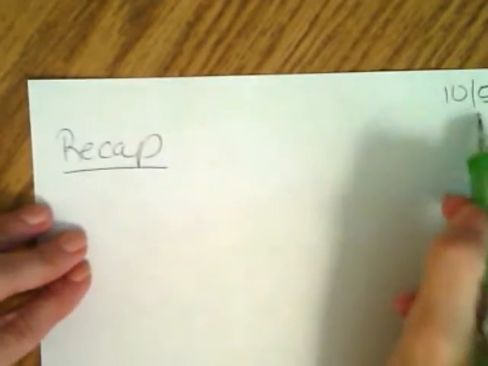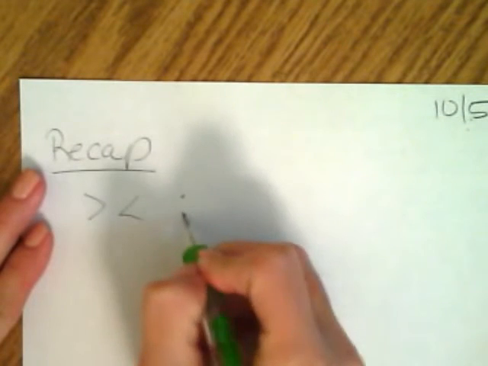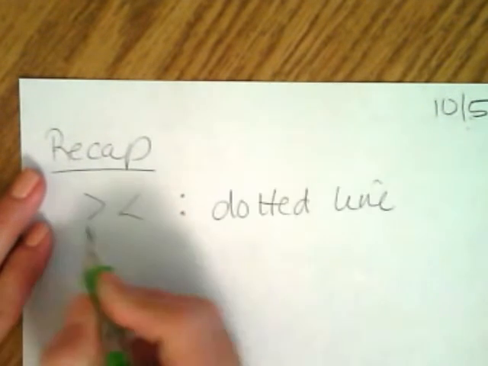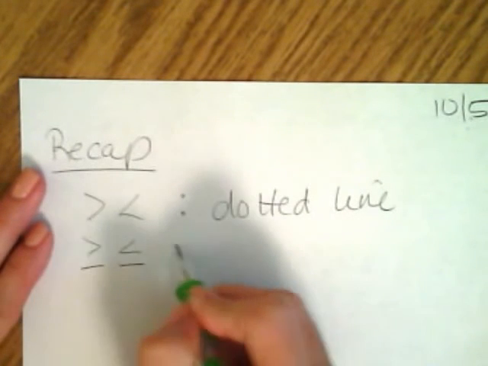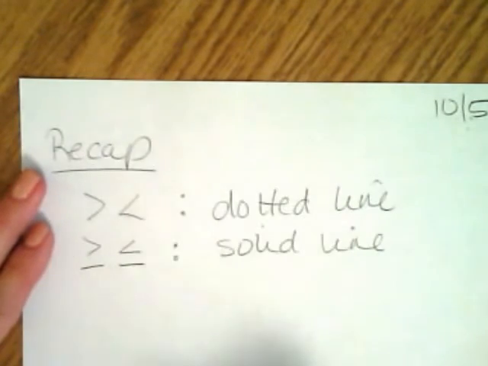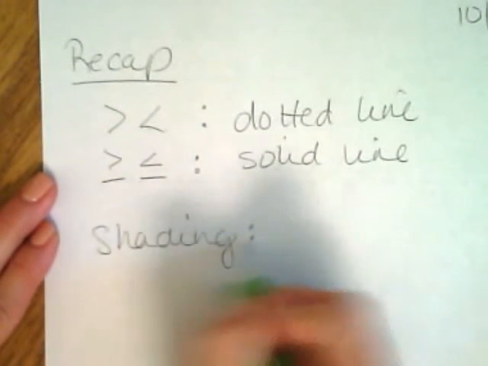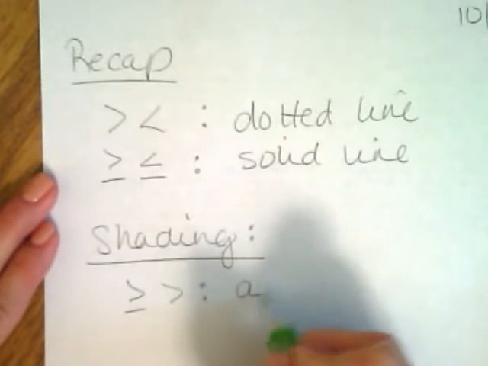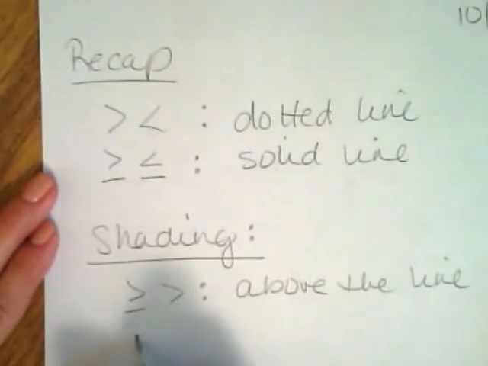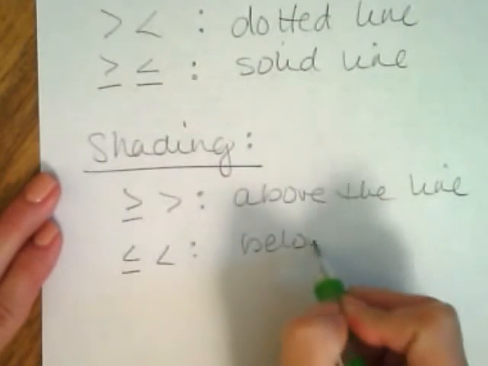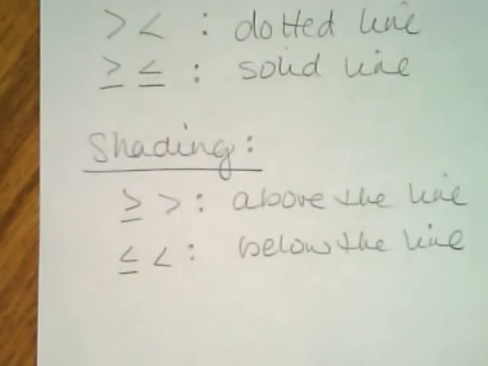Okay, so just to recap, I said it, but I just want you to write it in your notes. Again, in your composition book, you wrote the next page is 10.5, and let's recap. As I just said, greater than or less than is a dotted line. Greater than or equal to, less than or equal to is a solid line. Okay, so that's the type of line. Now you're shading. Greater than or equal to or greater than is above the line. Less than or equal to, less than is below the line. Okay, and again, what this does, by the shading, it separates your graph or your coordinate grid into a half plane.